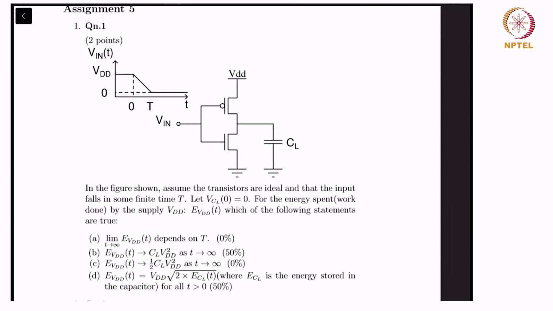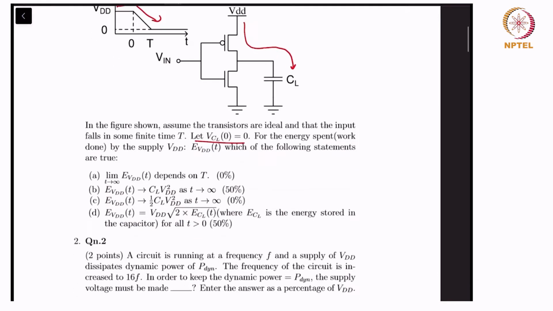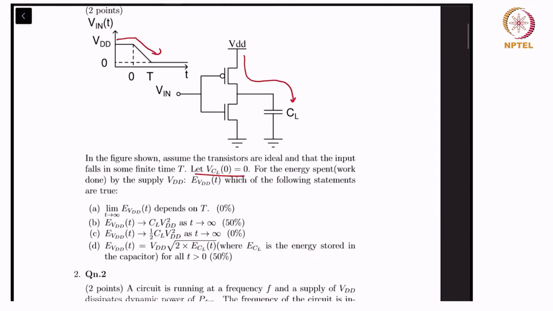So let us discuss the solutions to assignment 5. We are given that the input transitions from VDD down to 0, which means that the PMOS turns on and charges up the capacitor to VDD, because we've assumed that the capacitor starts at 0 volt. Now we are asked to find which of the following statements are true. The answers are of course B and D, but let us see why A and C are not true.